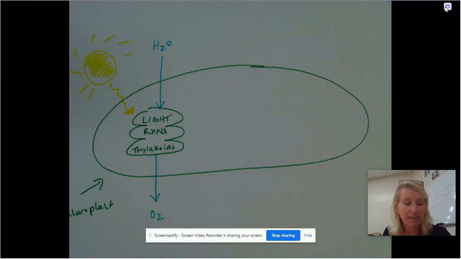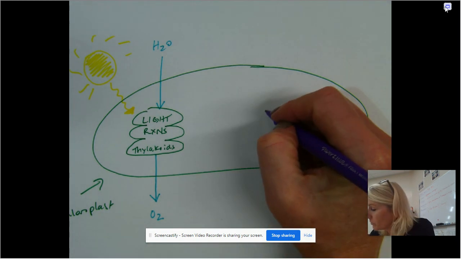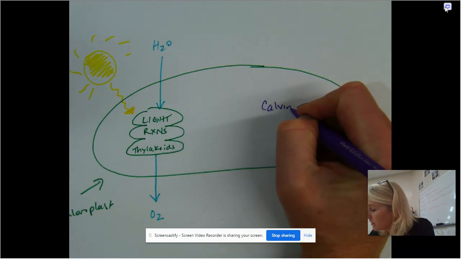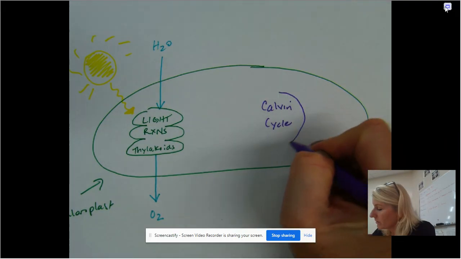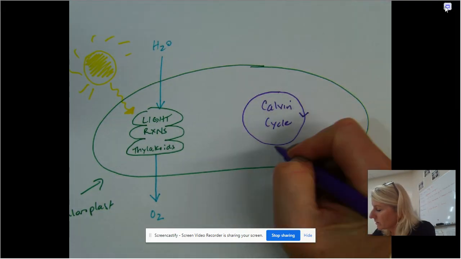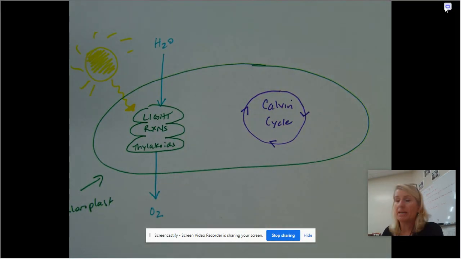Okay, the other process is the process called the Calvin cycle. And the Calvin cycle is actually where the sugars are built. So I'm going to put it here as a circle with some arrows because it's a cycle. It goes round and round and round.